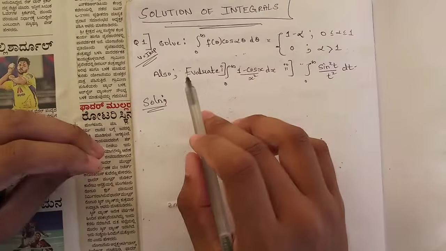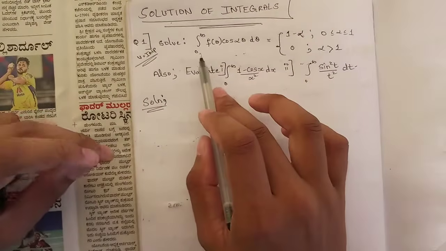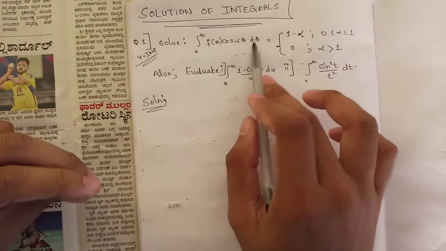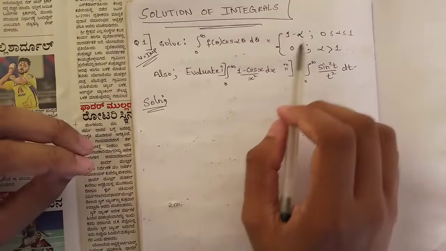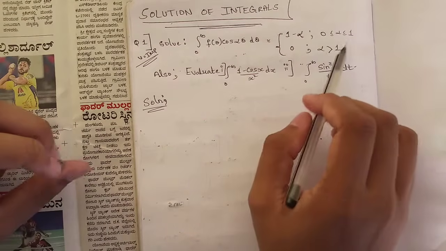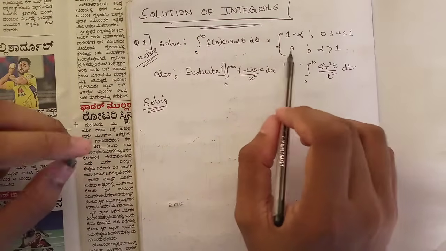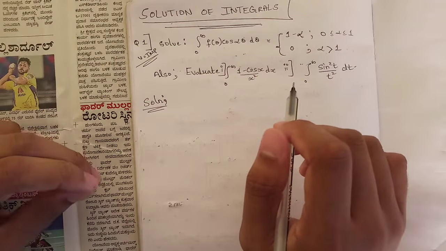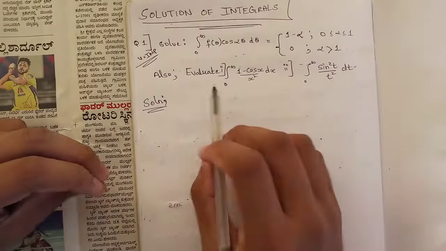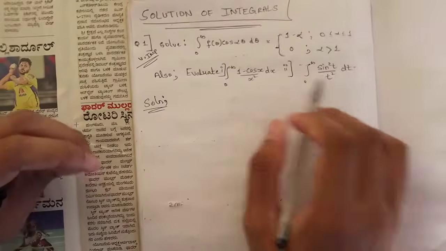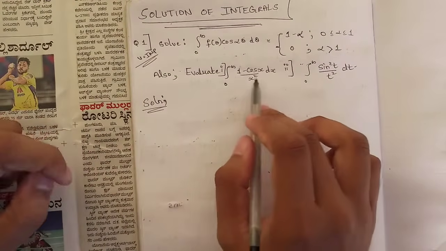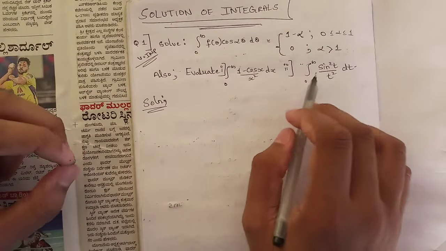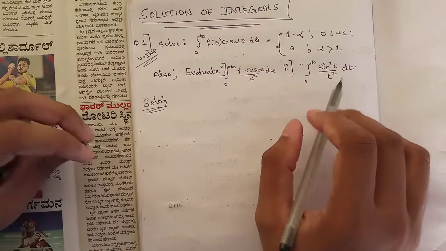The first question given here is we need to solve for the integral 0 to infinity f of theta cos alpha theta d theta, and it is given as 1 minus alpha when alpha lies between 0 and 1, and it is 0 when alpha is strictly greater than 1. Here also we need to evaluate these two cases, that is 0 to infinity 1 minus cos x by x square dx, and the other case is 0 to infinity sine square t by t square dt.